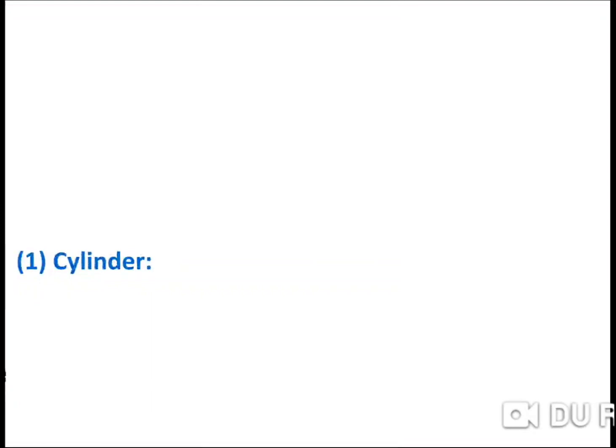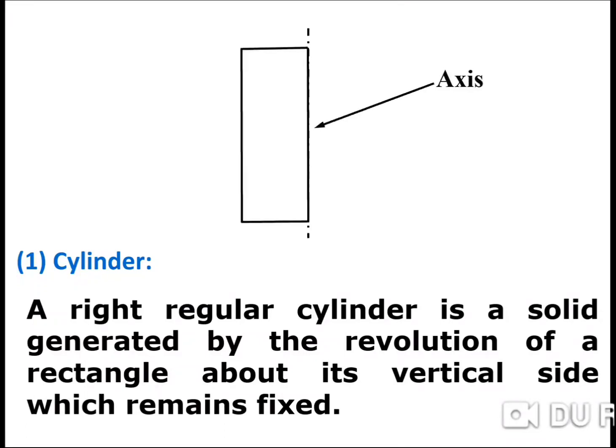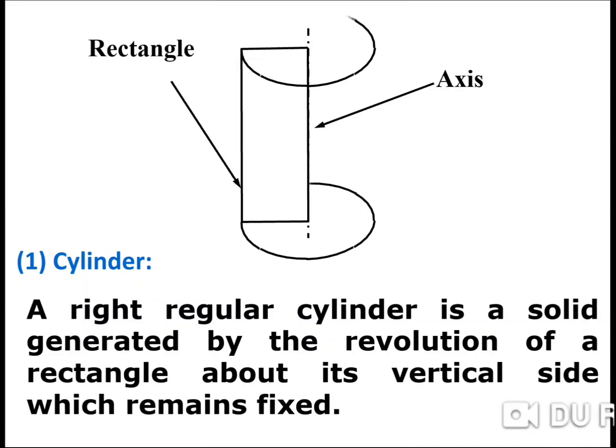Now we look at a cylinder. A right circular cylinder is a solid generated by the revolution of a rectangle about its vertical side, which remains fixed. This is the axis, and this half rectangle will be revolved, so that the revolution path is traced here. We will obtain a cylinder. Base.